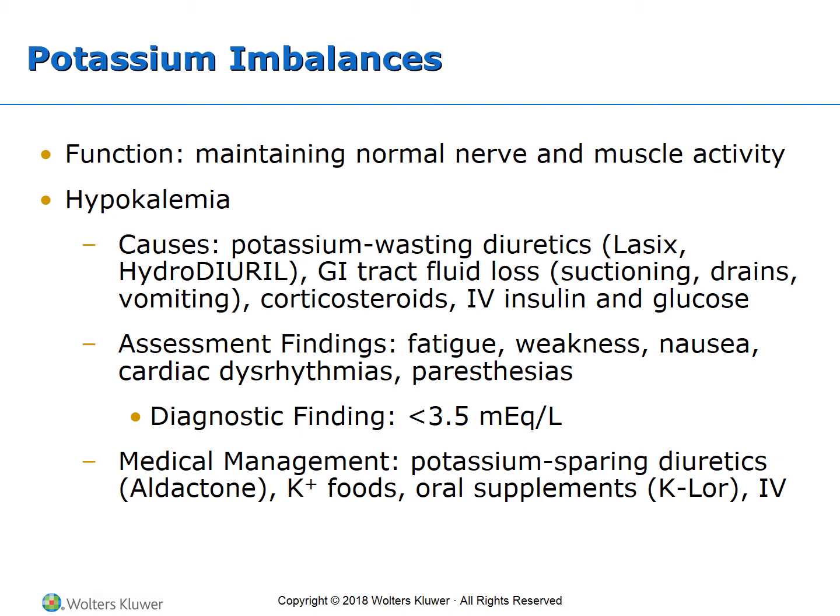So now let's talk about our first electrolyte imbalance, and that is hypokalemia. That means that the serum level of potassium is less than 3.5, right? It can be caused by many things. It could be caused by potassium wasting diuretics, like Lasix and hydrochlorothiazide. It could be caused from GI tract loss, so either we're suctioning, the patient is vomiting, or we have some drainage.